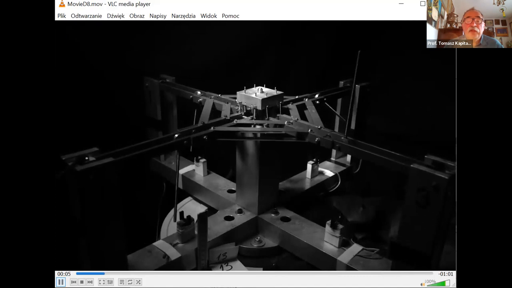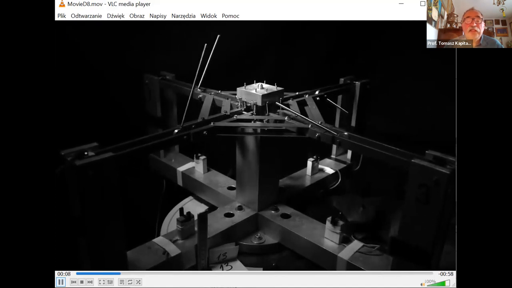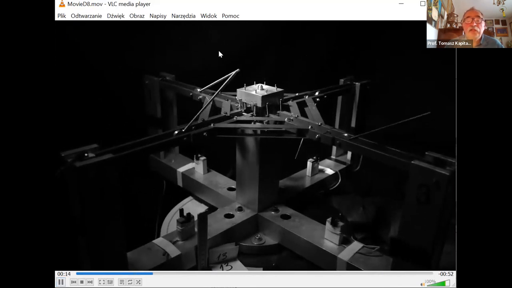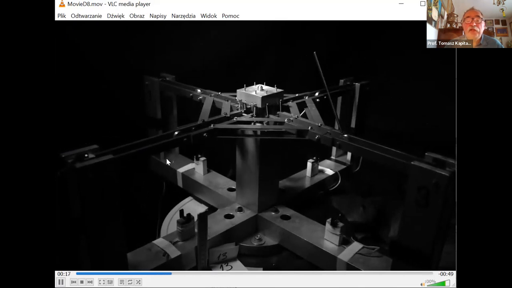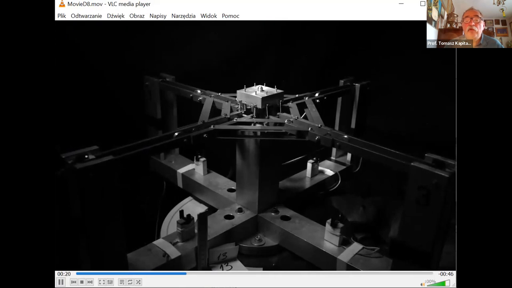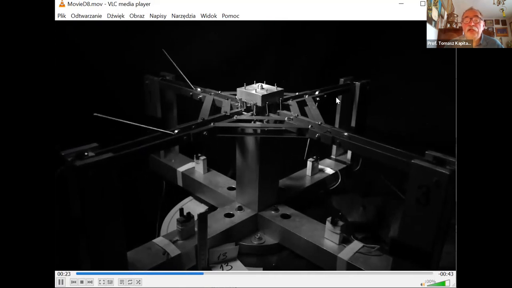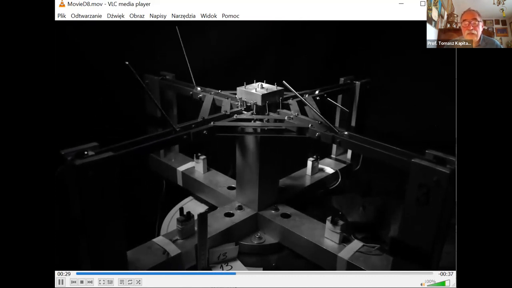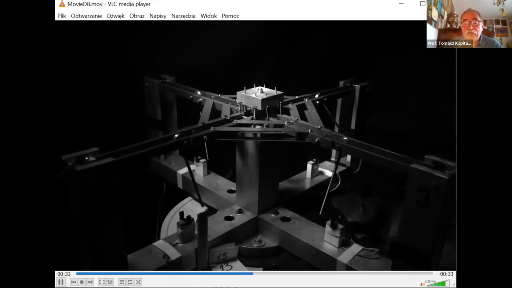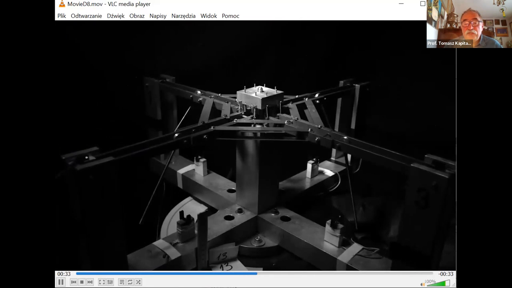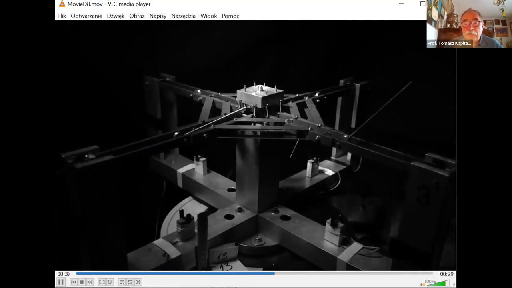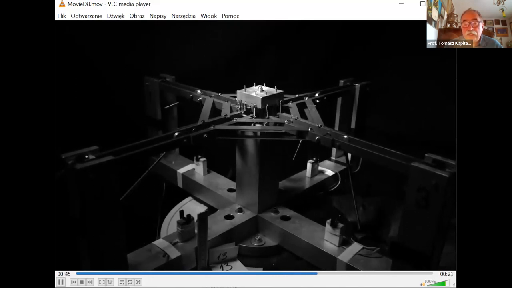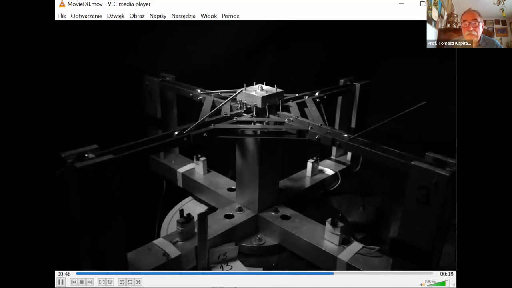I think in this movie you can see that three pendula are synchronized. This one in phase, this one is in antiphase to those two, but the fourth one is not rotating, it is oscillating. So for us, it was a very surprising case because, imagine, these pendula are as identical as we managed to make them, but nevertheless, one of them can behave in a completely different way.